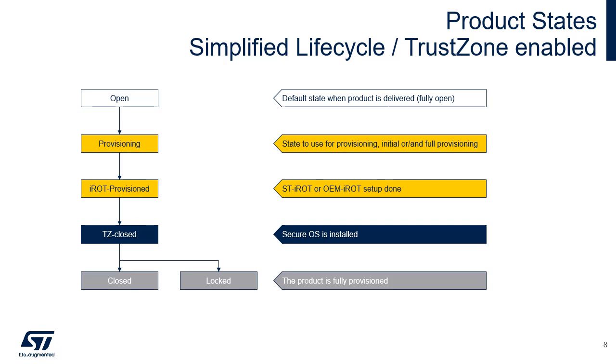Each state will be detailed in the next slides. The list of product states from top to bottom is Open, default state when no firmware is installed, Provisioning, IROT provisioned, TZ closed, Closed, Locked. The supported transitions can be requested through the debug interface or via the system bootloader.